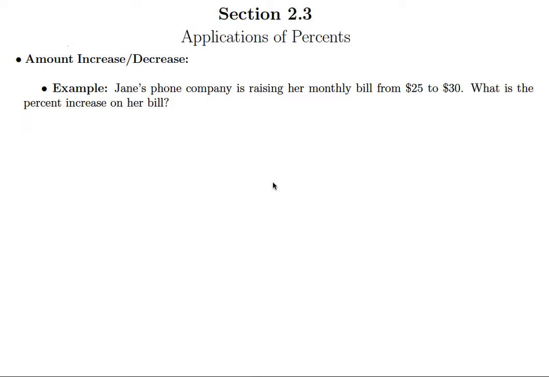So here's an example. It says Jane's phone company is raising her monthly bill from $25 to $30. What is the percent increase on her bill? So again, we're working with just this amount equals percent times base once again.